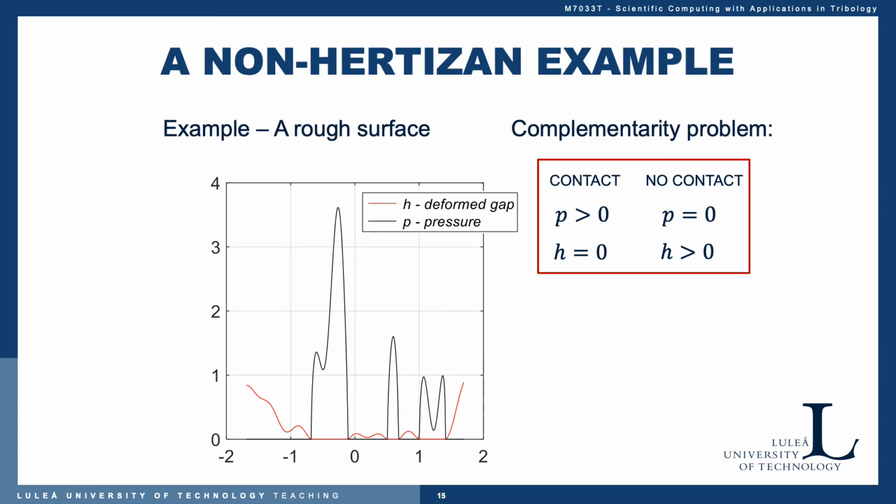The previous example was for the Hertzian contact, but here we have a rough surface instead. But the same thing holds. So wherever there is contact, the pressure is positive and the gap is 0, and wherever there is no contact, the pressure is 0 and the gap is positive. Contact, no contact.